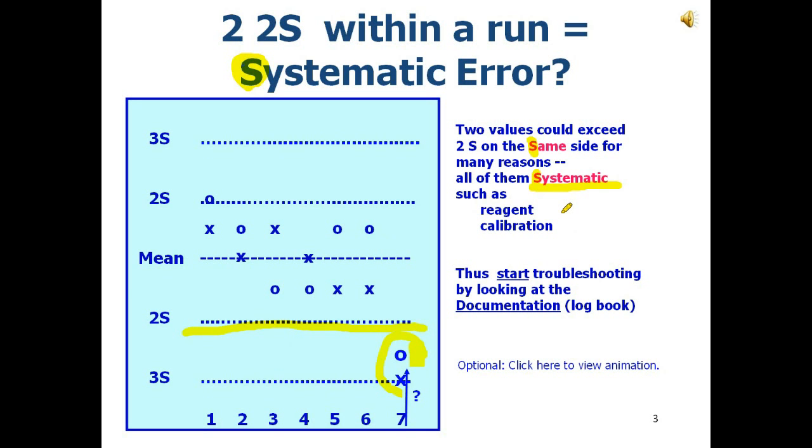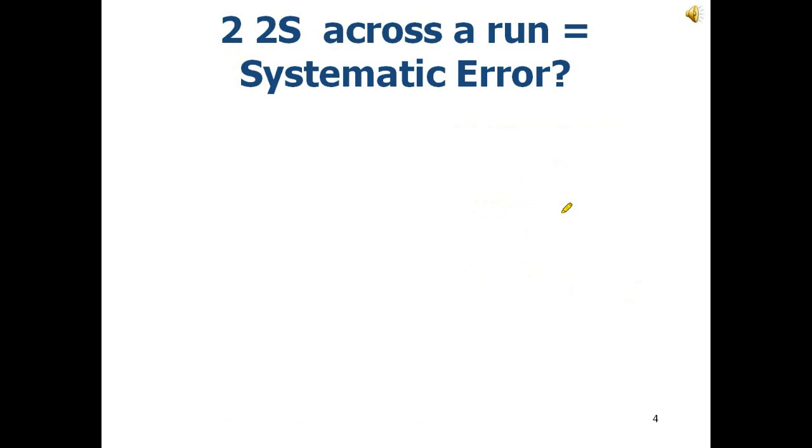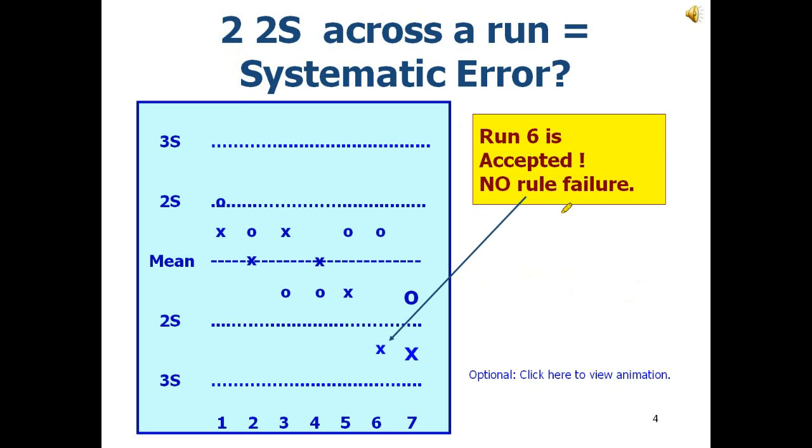Now, there's another way you can break this same rule, 2.2S, instead of within a run. You can do it across runs. If you take a look at the next slide, you'll see that. The next slide. See, now, this is important. Pay attention, because you're going to want to argue with us.